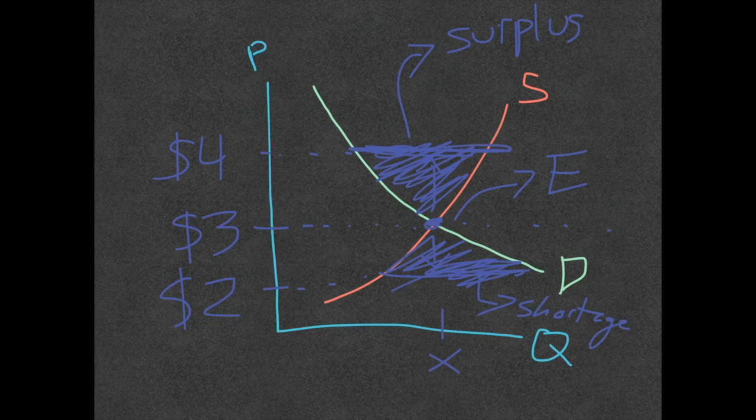So again, I say ideal price generally because it means that there's not a surplus and there's also not a shortage. There's just perfectly equal.